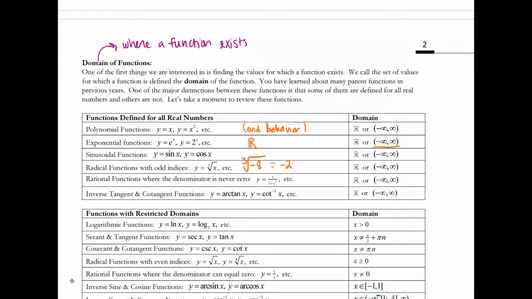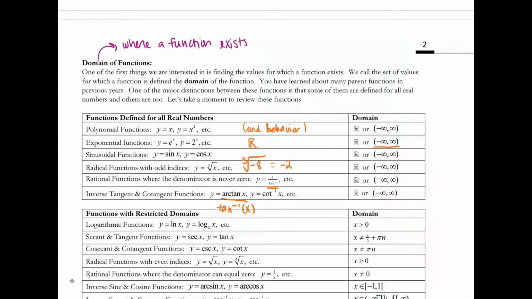Rational functions where the denominator is never 0, cannot be 0. So in this one, for example, 1 over 1 plus x squared, 1 plus x squared can never be 0. And then lastly, our inverse tangent and cotangent functions. So remember that there's two ways to write the inverse. The arc tan of x is the same as writing it this way. But those are going to have unrestricted domains as well.